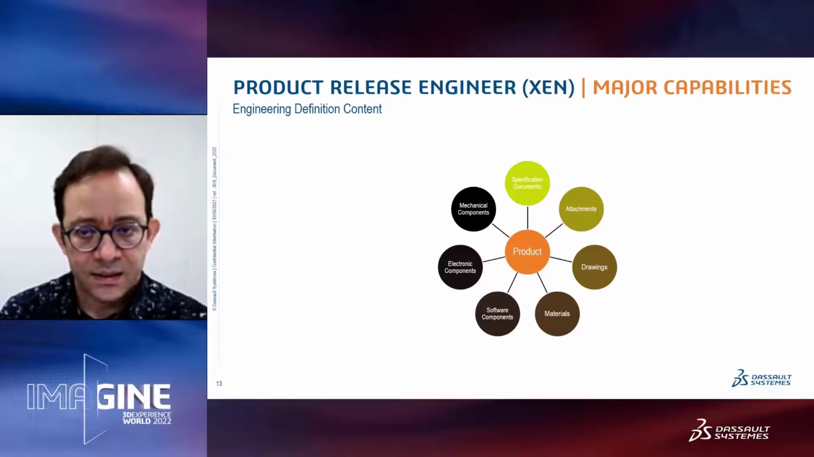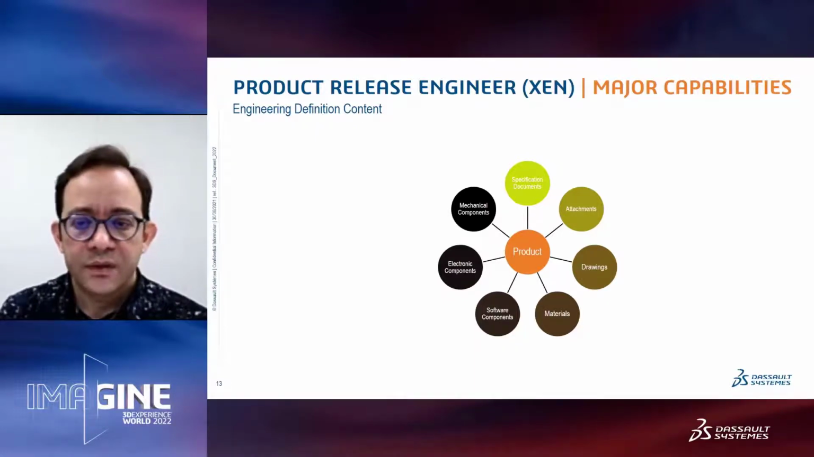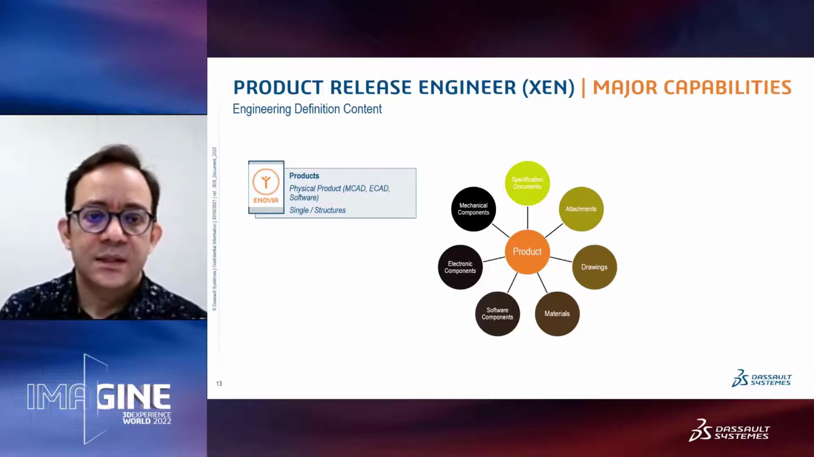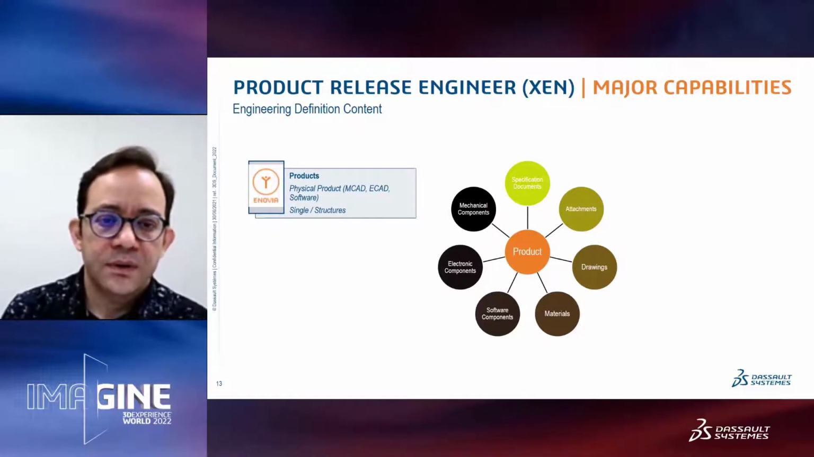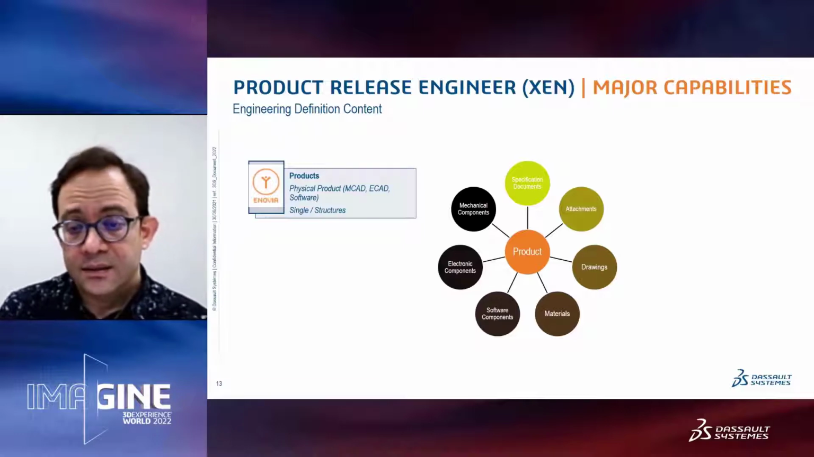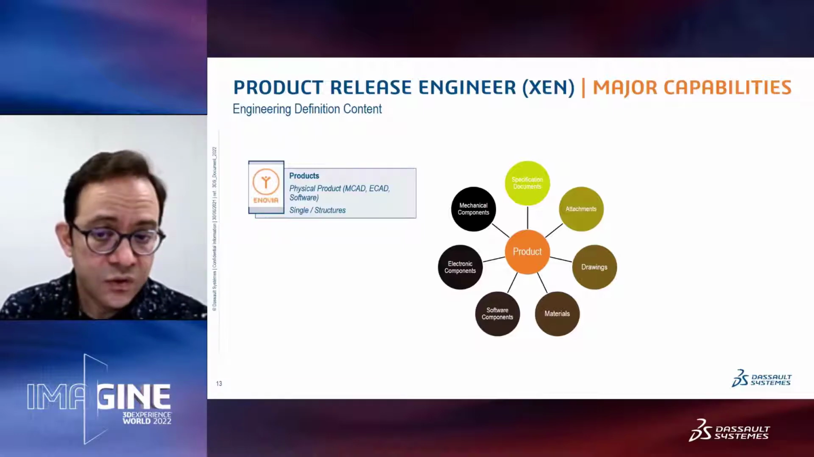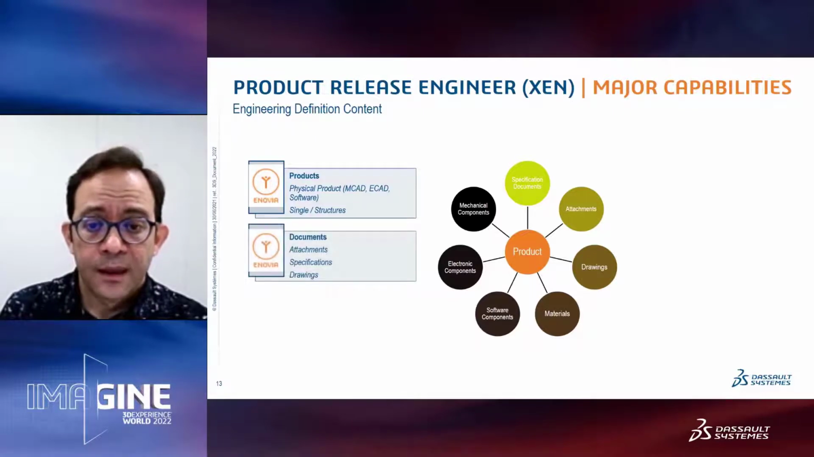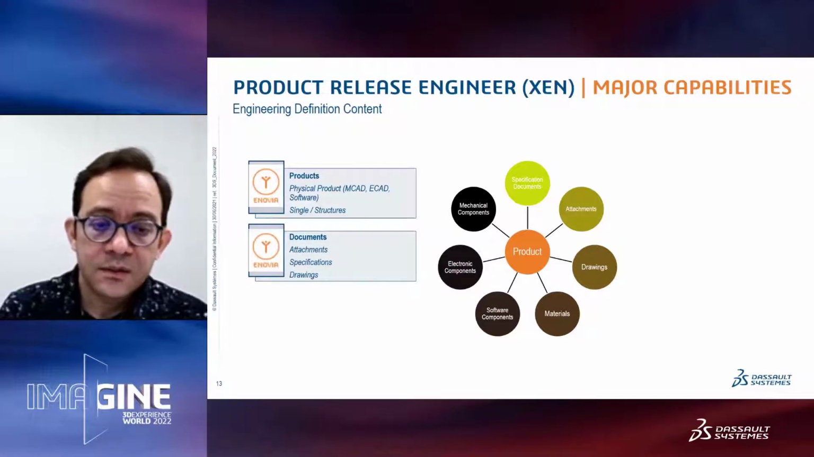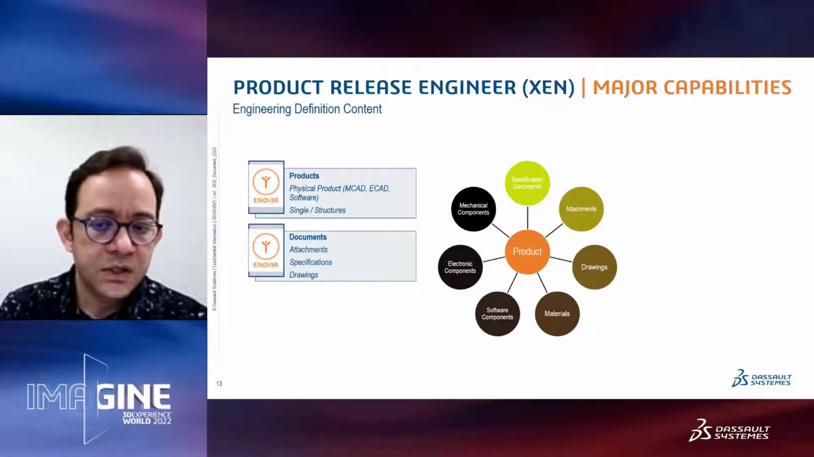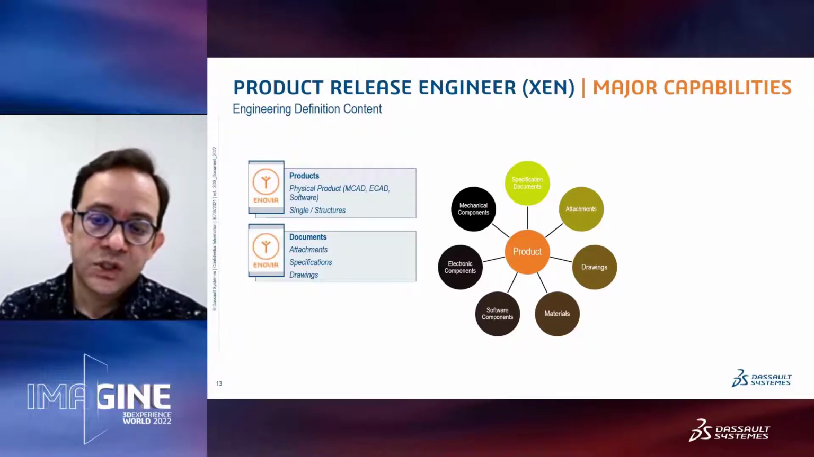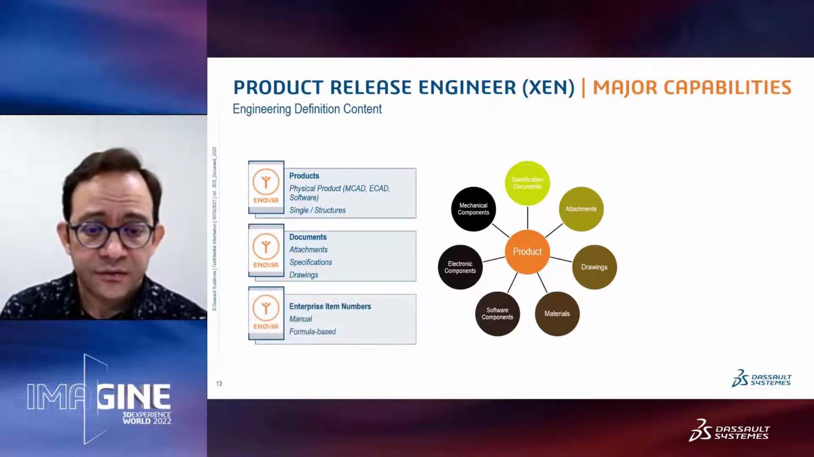puts the product in the center of this definition, and all around it we have the different components where we define this content. So we're talking about products that could be mechanical products or electric products, software, and that is either a single item or a structure. So within the product release engineer, you can define any type of structure you are interested in. We attach also documents. So documents could be specification documents, or they could be just an attachment to the product. And they could be also drawings which define also the product itself.